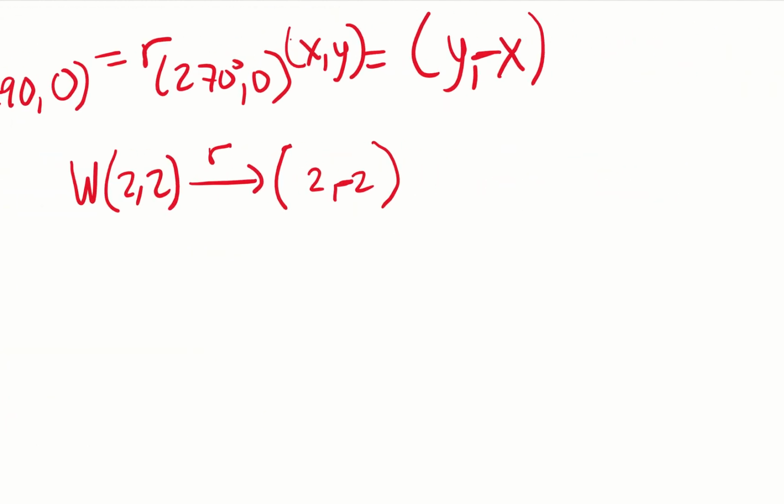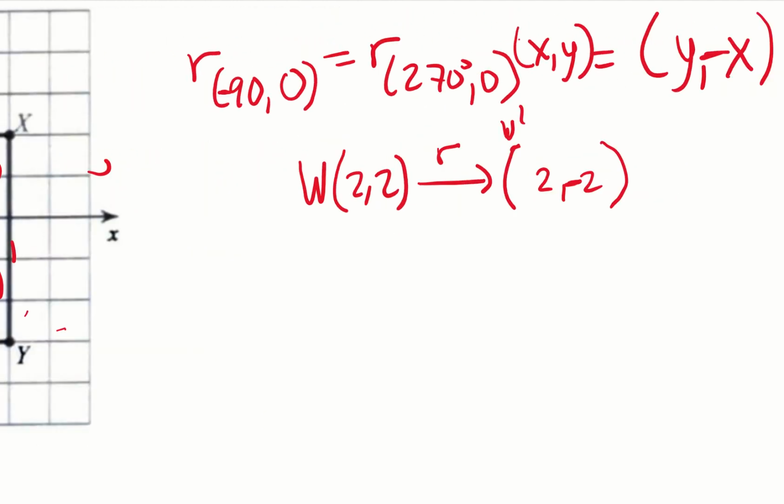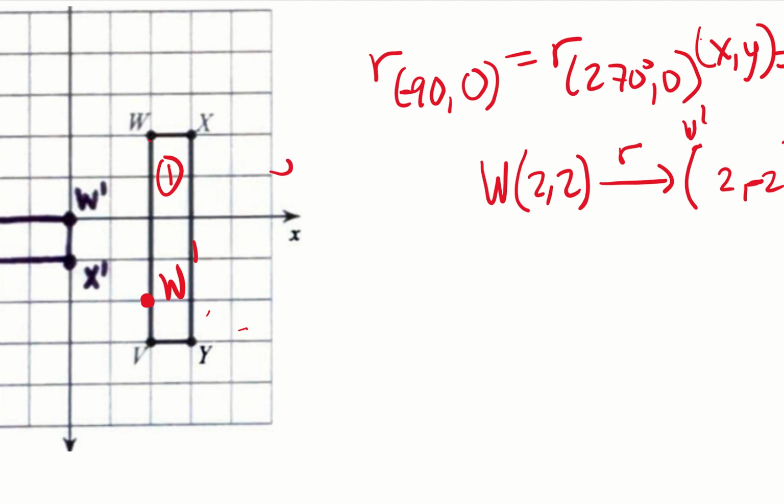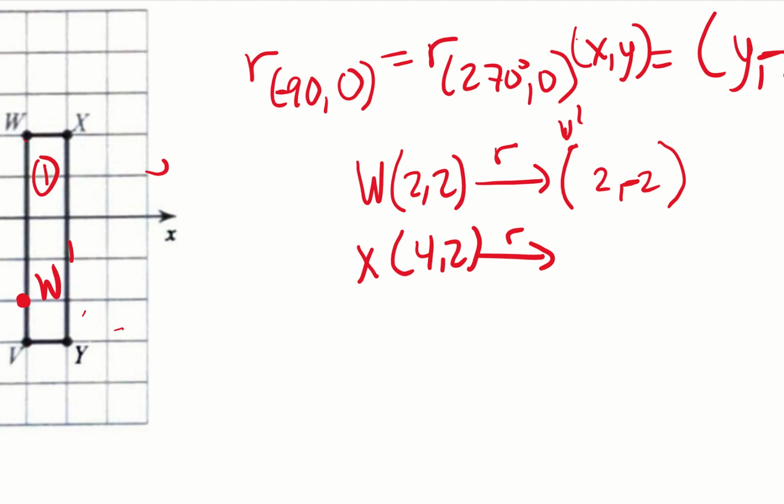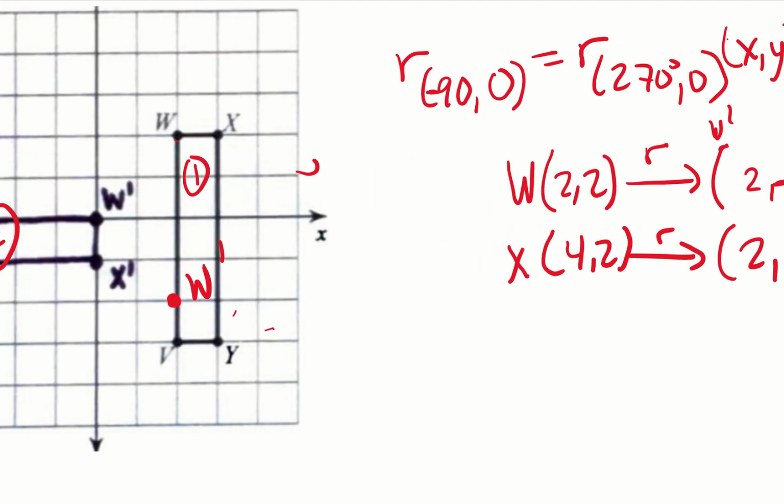So we should call that W prime, and we'll see if that works. Then X is (4, 2). And when we do the rotation, we switch them and then change the sign of that second number. So (2, -4).